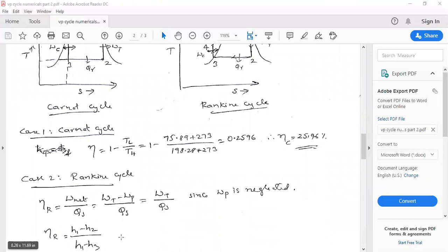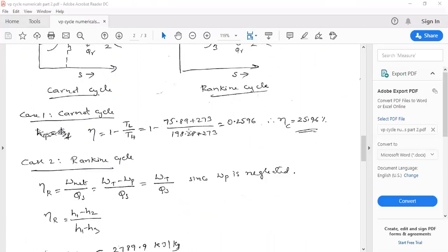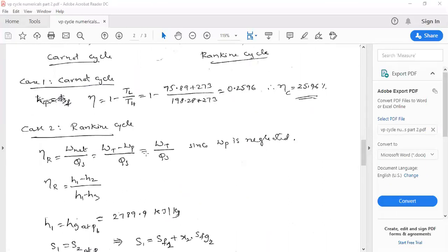So the Rankine cycle efficiency will be equal to turbine work by heat supplied. Turbine work is H1 minus H2. Heat supplied should have been H1 minus H4. Since H4 is equal to H3, we have taken heat supplied as H1 minus H3. So H1 minus H3. Now, once we write down these things, we need to obtain the values of H1, H2 and H3.